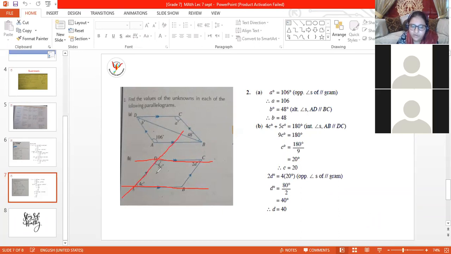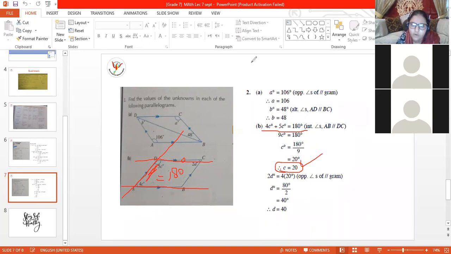We know that when the transversal is cutting the two parallel lines, the angles inside are interior angles, and the sum of interior angles is always equal to 180 degree. So 4c degree plus 5c degree is equal to 180 degree, to come towards the value of c, which is 20 degree. It means that 4c plus 5c will become 9c, which is equal to 180 degree, and the value of c will be 20 degree by solving it out.